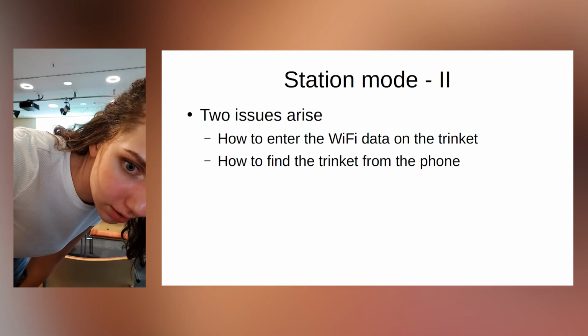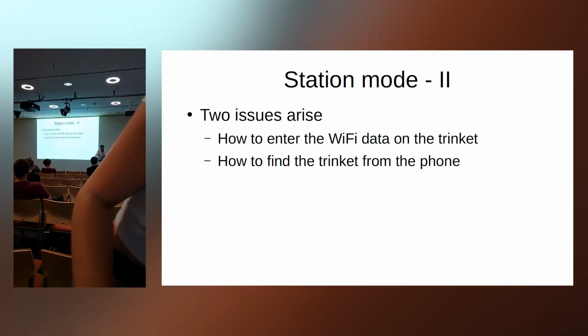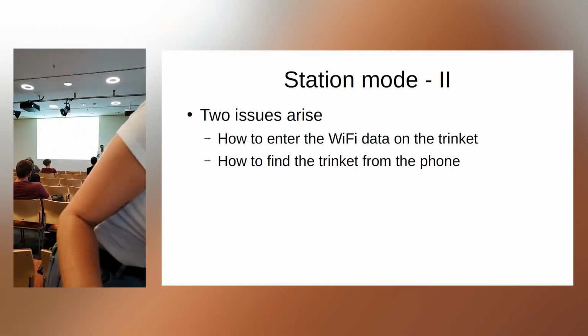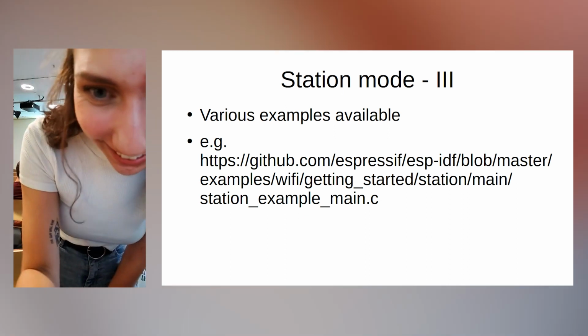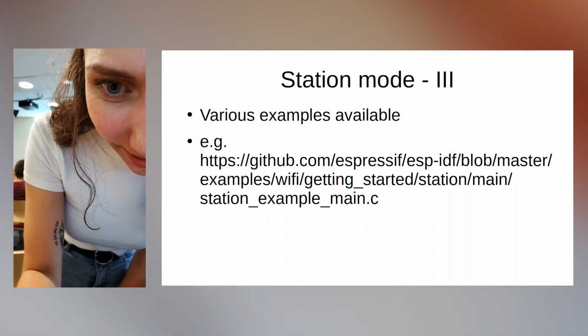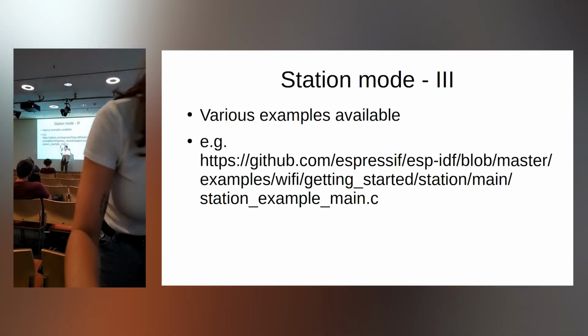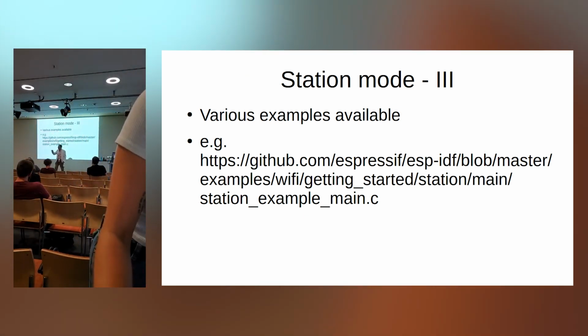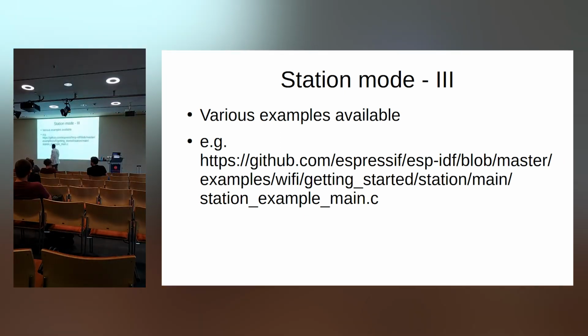And the second problem is, I've got my charming phone here. How does the phone find a trinket? This is something you can do, but you don't have to do it. Basically this is very well documented. Here you've got an example. The slides will be available later from the charming guy here in the third row. Mr. Schlossner, just ask him for the slides.